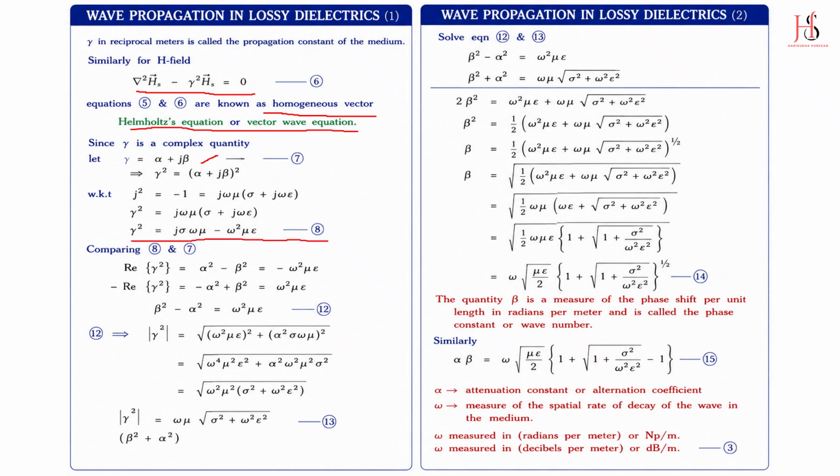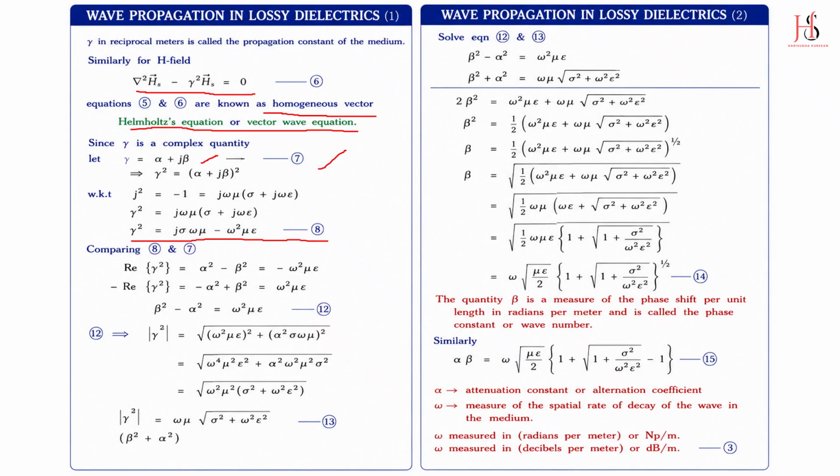So gamma square equal to j sigma omega mu minus omega square mu epsilon. Now we have this seventh equation also, which tells you that gamma is equal to alpha plus j beta. Here also we have gamma squared. So we have two equations expressing the gamma value. So we'll take the real part of the seventh equation and the real part of the eighth equation.